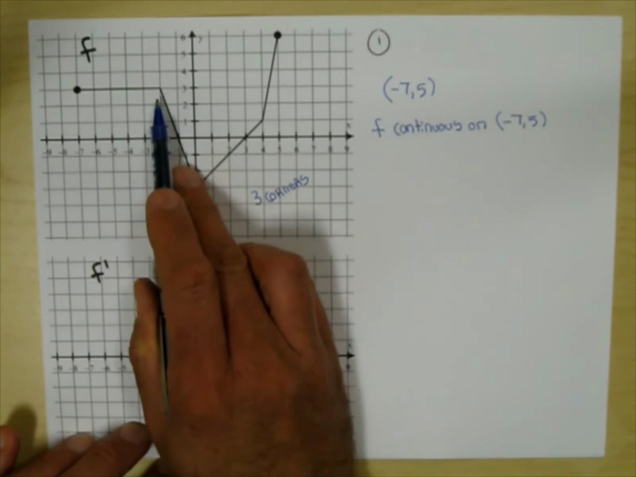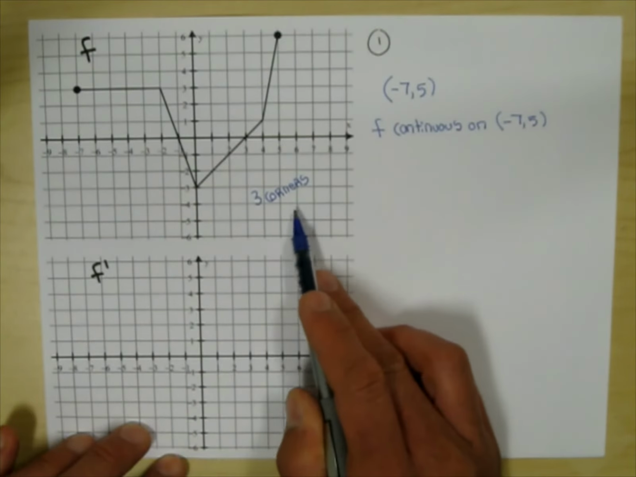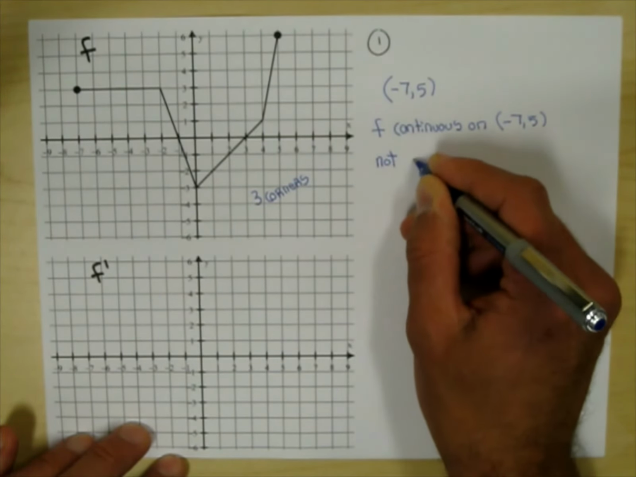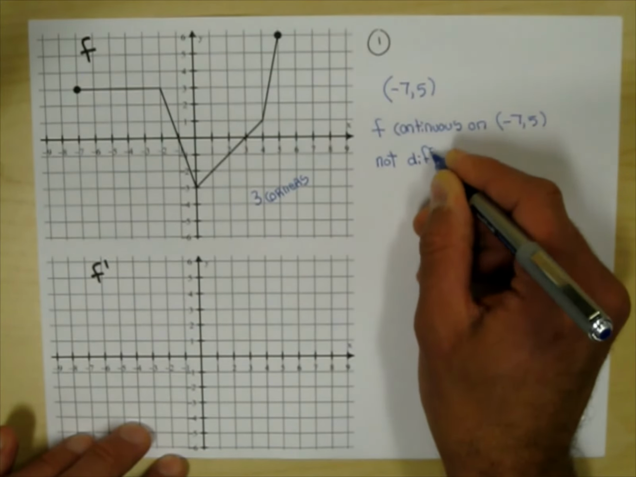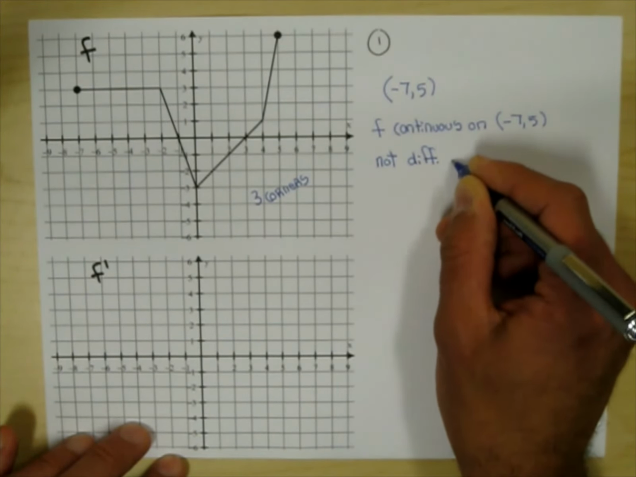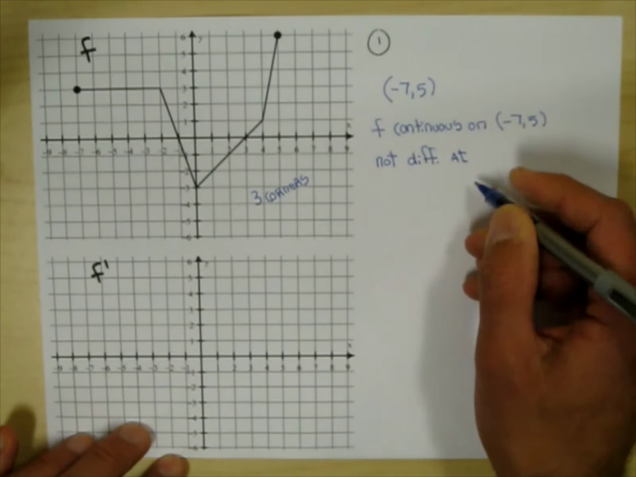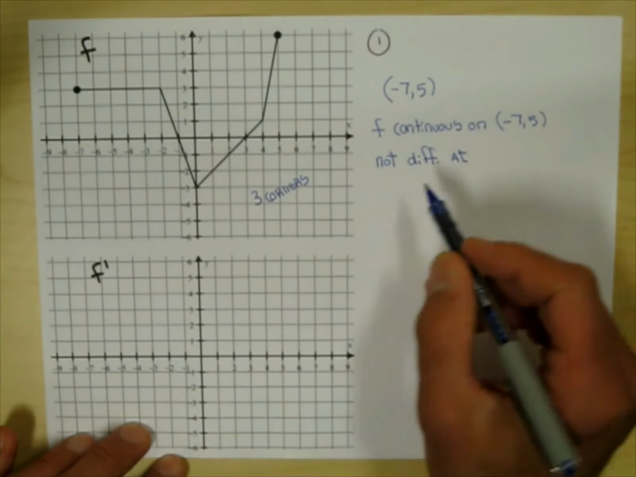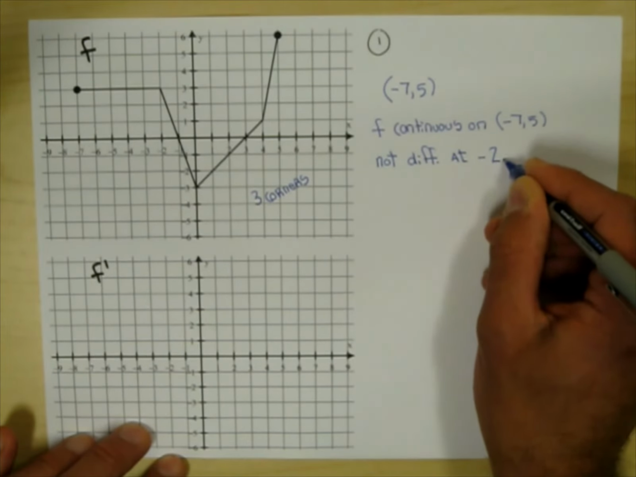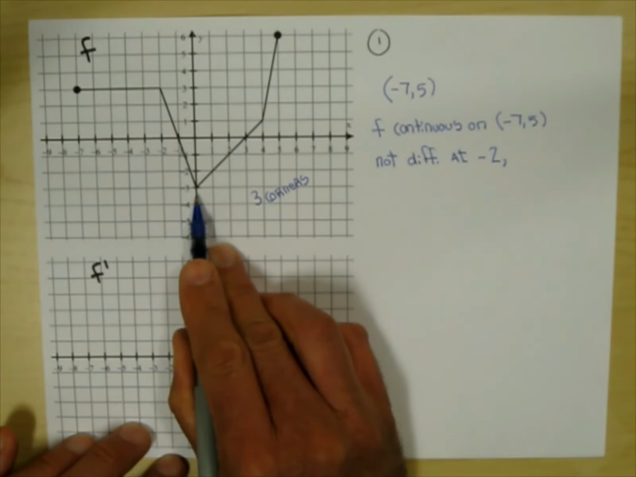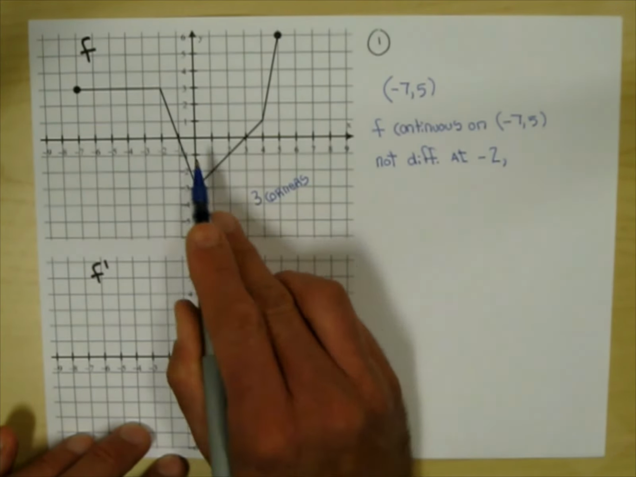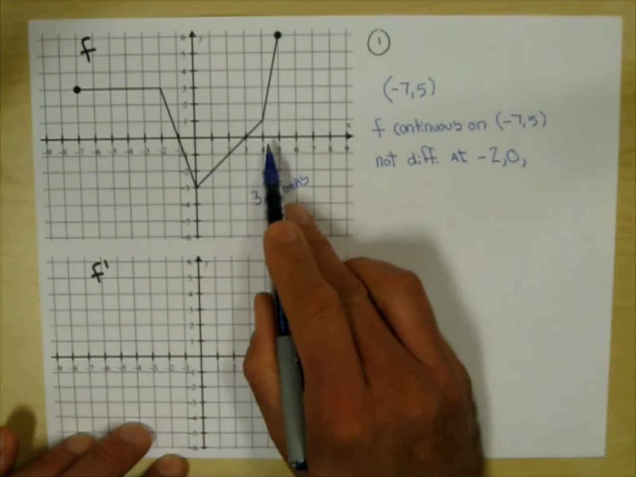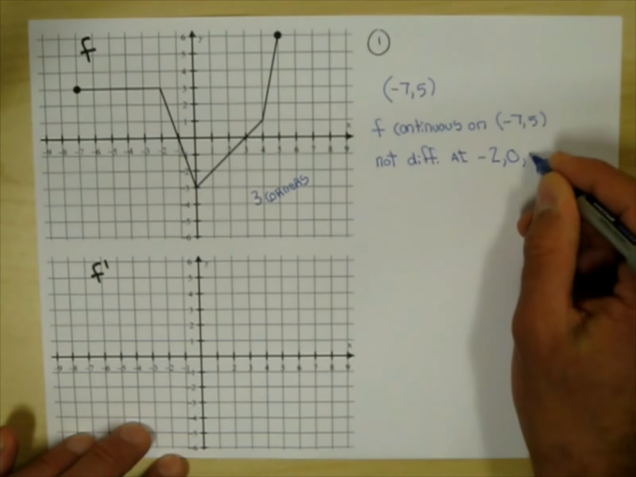Where are the points where this thing is not differentiable? Well, at the 3 corners. So let's say not differentiable at, and when we say at, we're listing out x values. It's not differentiable here at x equals -2. At x equals, what's that x value there? It's 0. And the third x value, where there's a corner, is at 4.